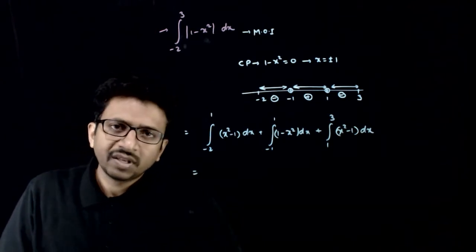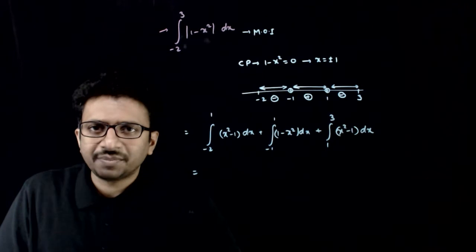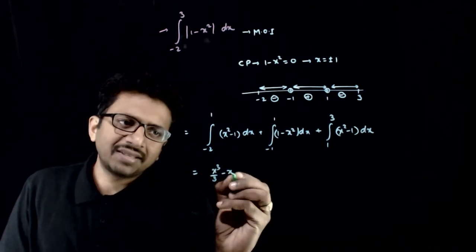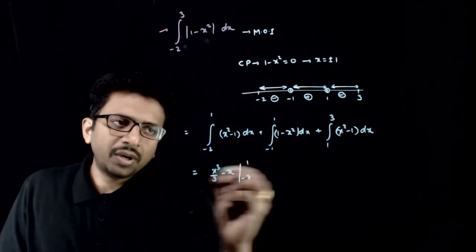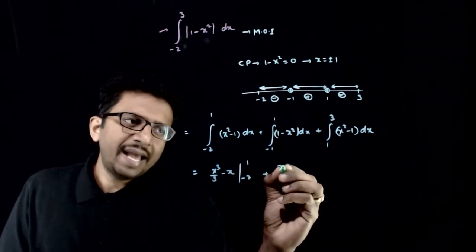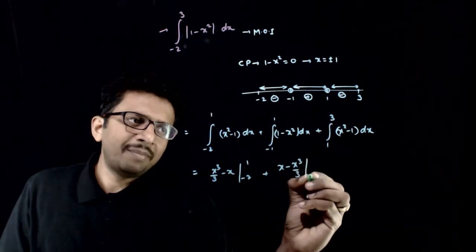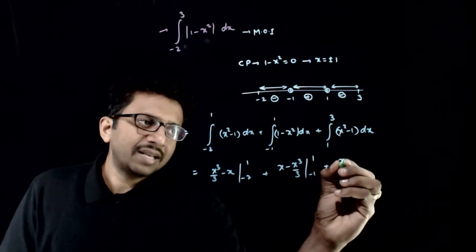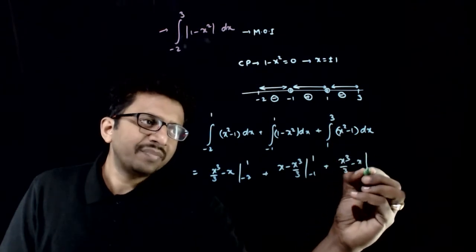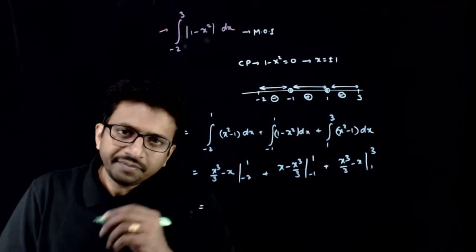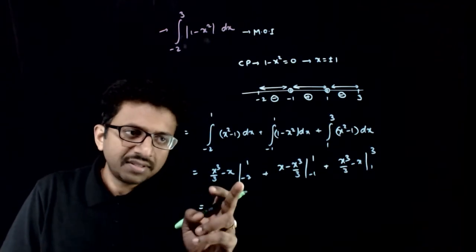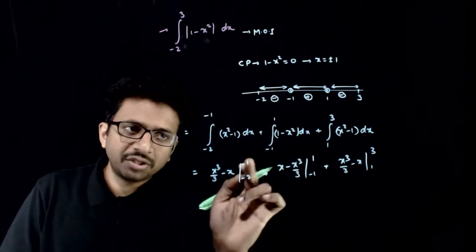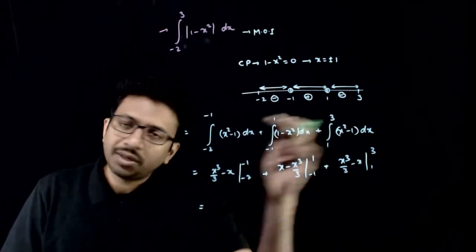That is equal to. Now what is left is your integration part. So x square minus 1 gives x cubed by 3 minus x from -2 to -1, plus x minus x cubed by 3 from -1 to +1, plus x cubed by 3 minus x from 1 to 3. So that is equal to. As you can see, okay, here you should have -1, sorry. So -2 to -1, -1 to 1, 1 to 3.